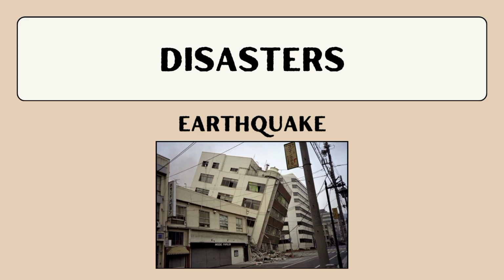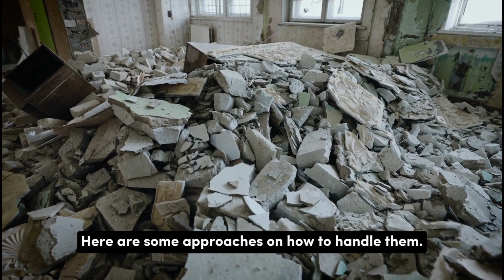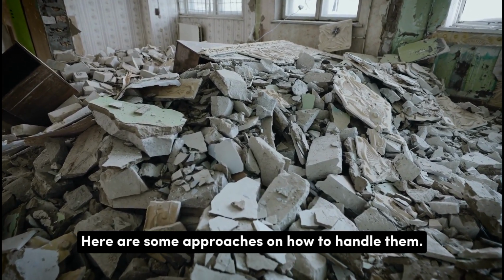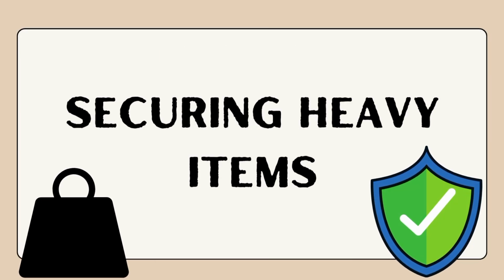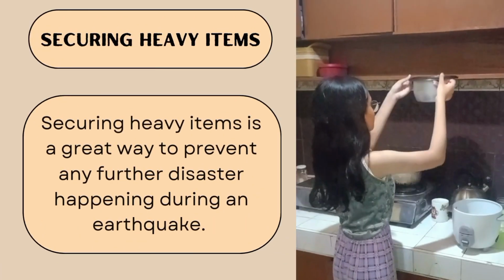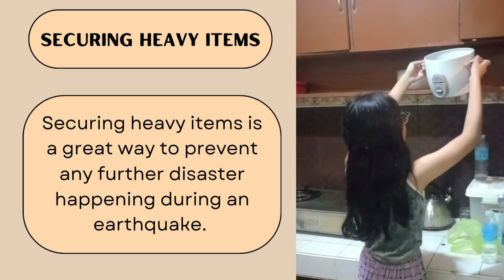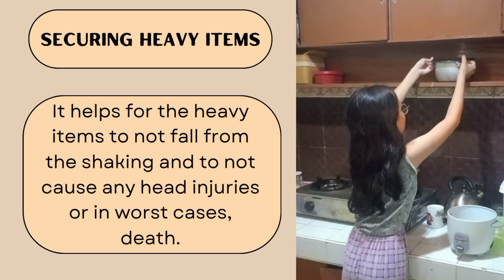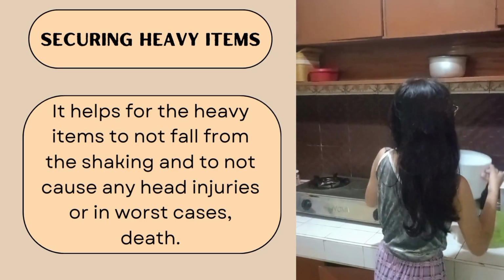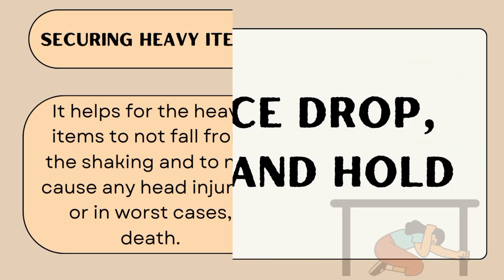The next kind of disasters we'll be talking about are earthquakes. Earthquakes are very sudden and can catch you off guard. Here are some approaches on how to handle them. Our first approach is securing your heavy items. Securing heavy items is a great way to prevent any further disaster happening during an earthquake. It also helps for the heavy items to not fall from the shaking and to not cause any head injuries or, in worst cases, a casualty.